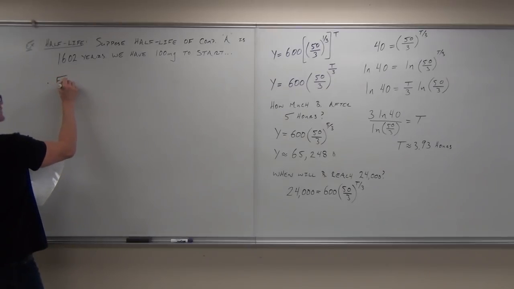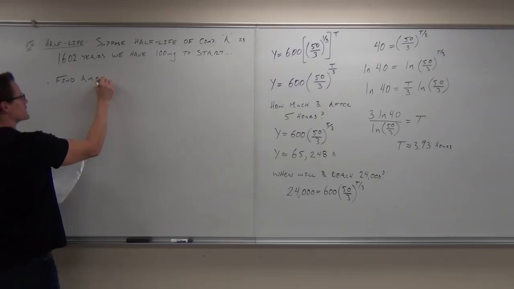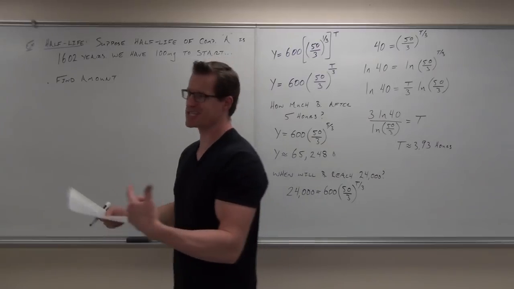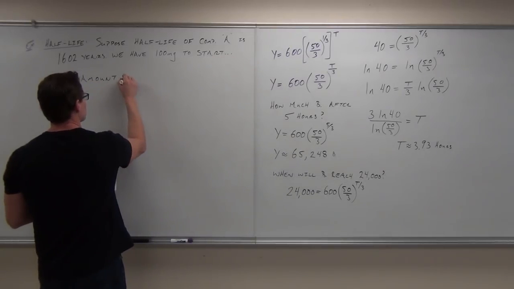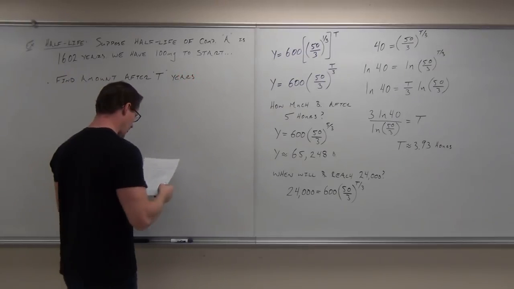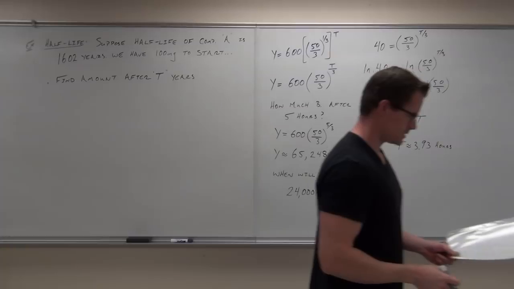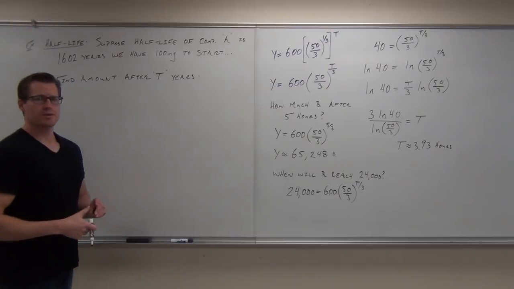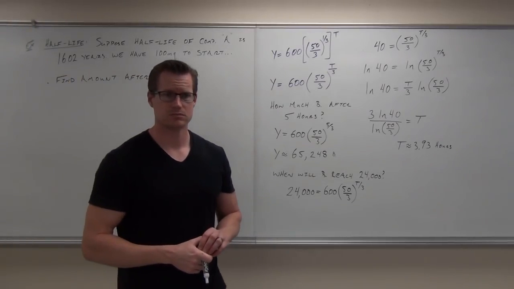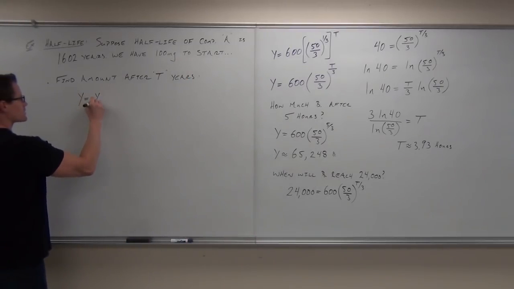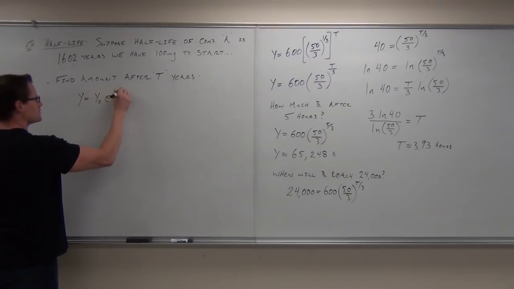Let's find the amount. You're going to notice that what we do for decay is very akin to what we did for growth. We're going to follow the same exact model. We're going to find the amount after t years. Well, that should be pretty easy to do. Let's start. Find the amount after t years. Do we know that this is growth or decay? Yeah, it's decay. Well, the model's going to be exactly the same, so we're going to have y equals y sub 0 e to the k times t.